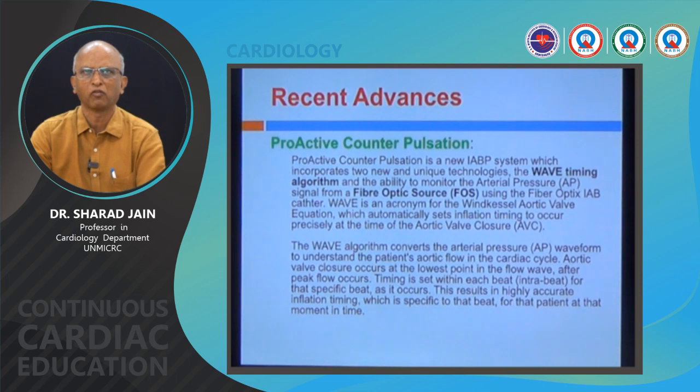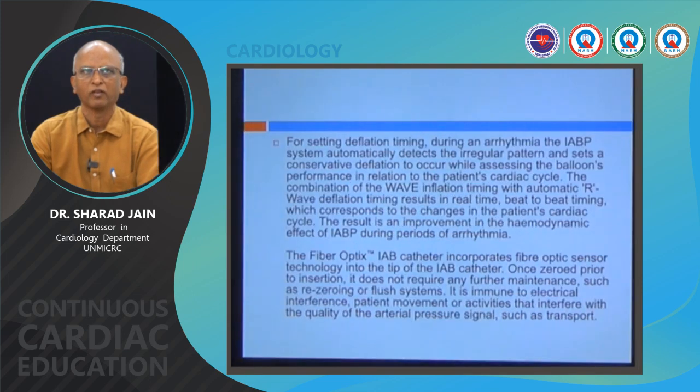The wave algorithm converts the arterial pressure waveform to understand the patient's aortic flow in the cardiac cycle. Aortic valve closure occurs at the lowest point of the flow wave after peak flow occurs. Timing is set with each beat, so there is no variation from beat to beat, and the result is highly accurate inflation timing specific to the beat. For setting deflation timing during an arrhythmia, the IVP system automatically detects the irregular pattern and sets a conservative deflation to occur while assessing the balloon's performance in relation to the patient's cardiac cycle.